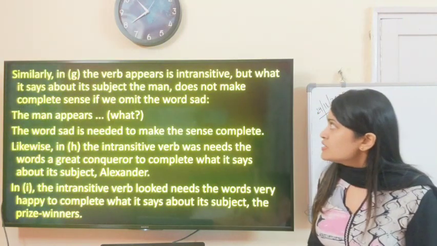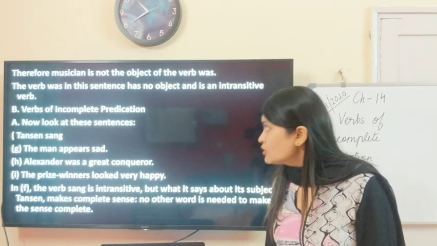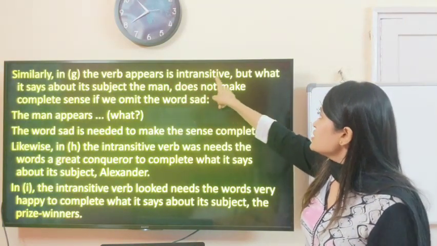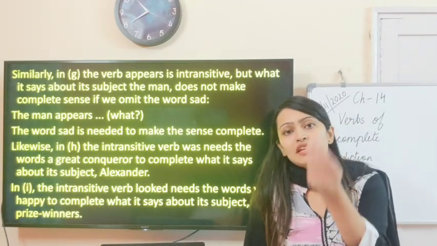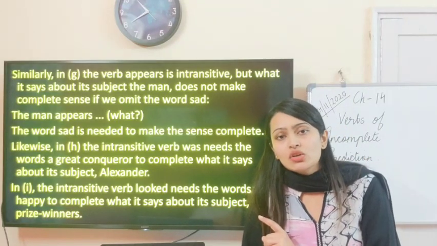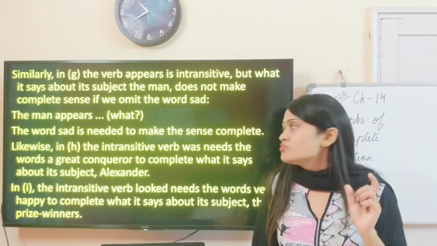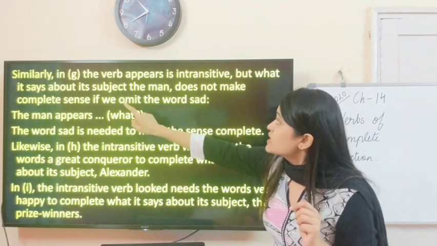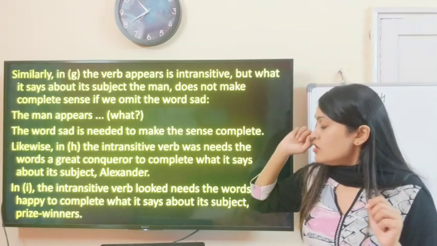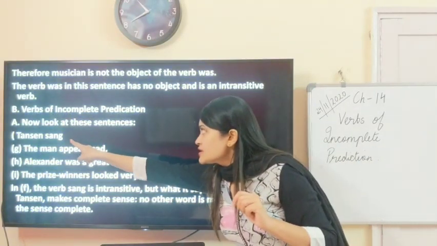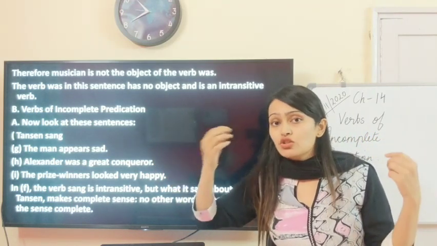Right, children? Similarly, the next example is: the man appears sad. The verb appears is intransitive. So over here, the action of appears is not passing to any object. The man is the subject, appears is the verb, but the action is not passing to any object. But what it says about its subject, the man, does not make complete sense if we omit the word sad. For example, let's go back, children. Tansen sang, making complete sense. It does not require the help of any other word. It does not have an object, and it does not require any other word.